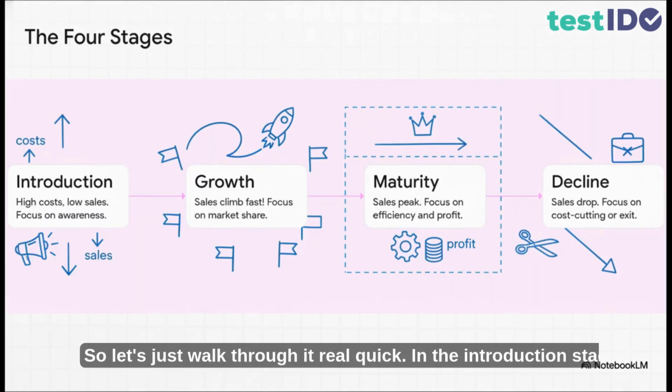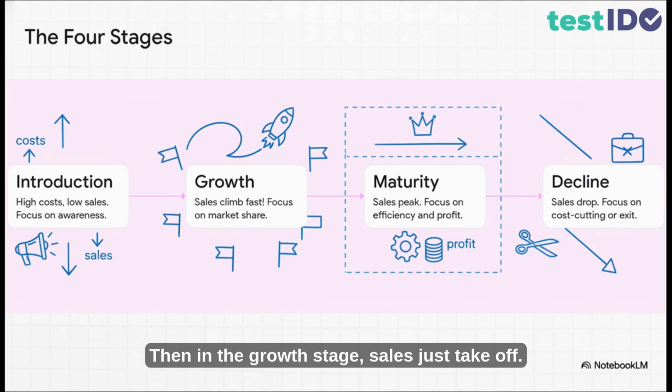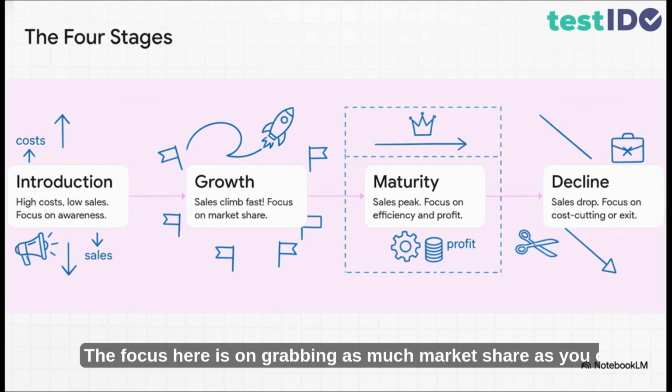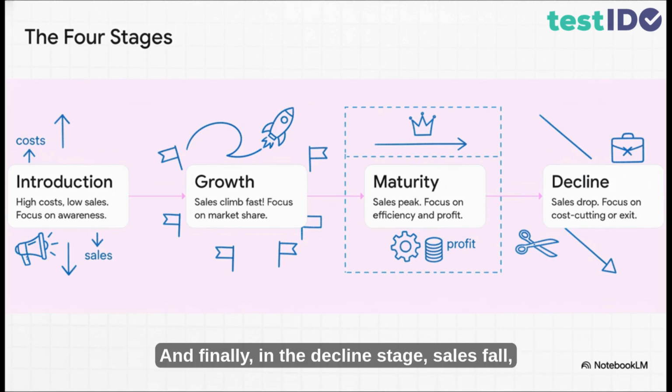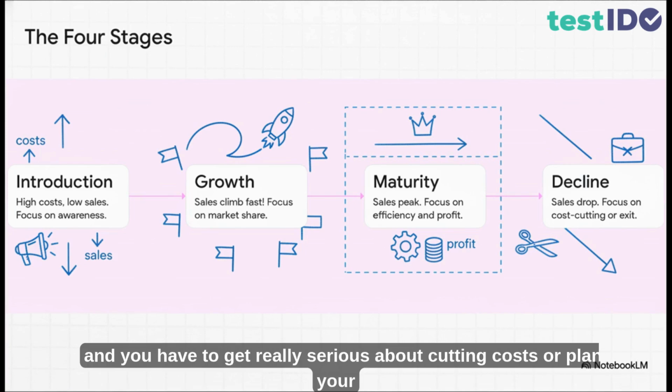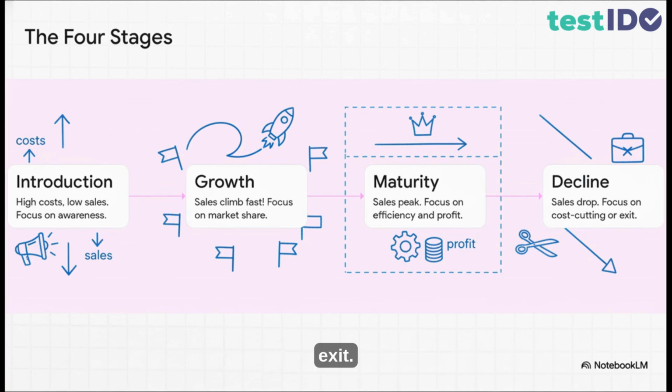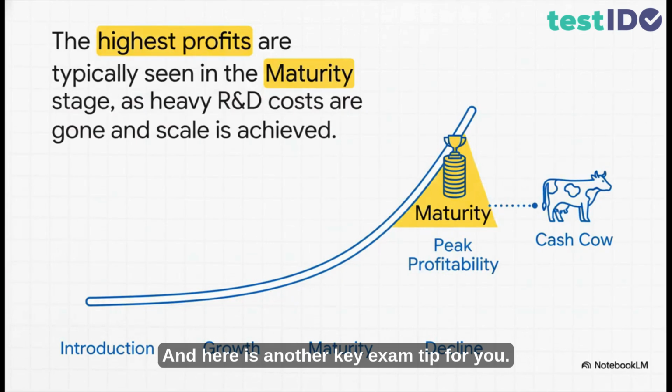In the introduction stage, sales are low, costs are high, and you're usually losing money as you spend on marketing. Then, in the growth stage, sales just take off. The focus here is on grabbing as much market share as you can. Then comes maturity, where sales peak and the game shifts to being efficient and maximizing your profit. And finally, in the decline stage, sales fall and you have to get really serious about cutting costs or planning your exit. And here is another key exam tip for you.